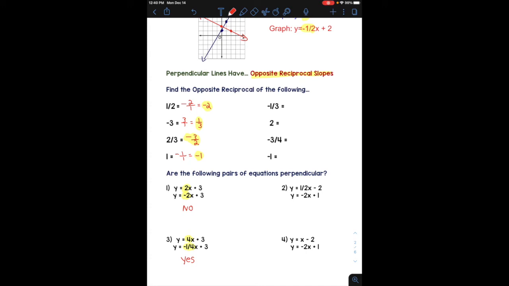What I'm going to ask you to do is pause the video, try all the problems to the right in both of the sections. Once you get your answer, play the video to check.